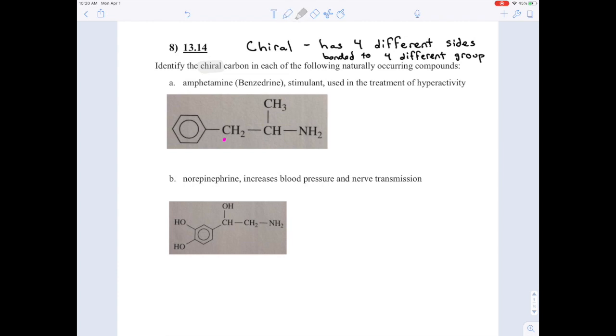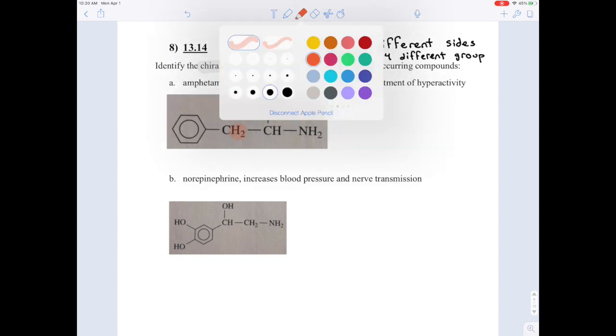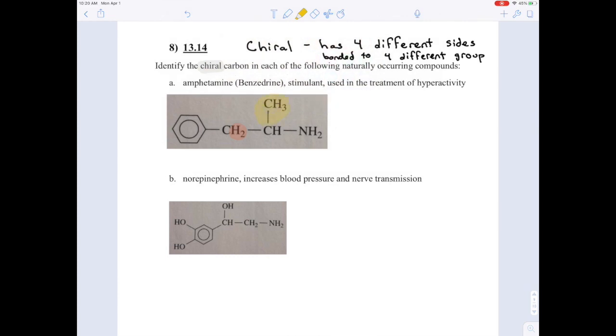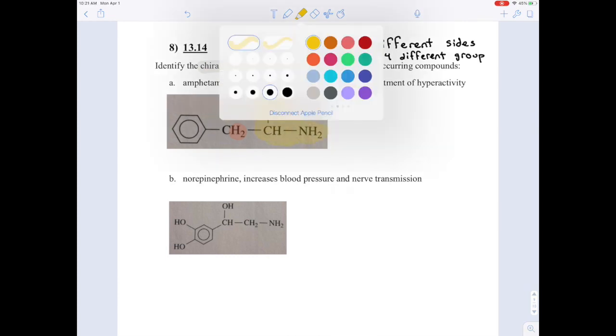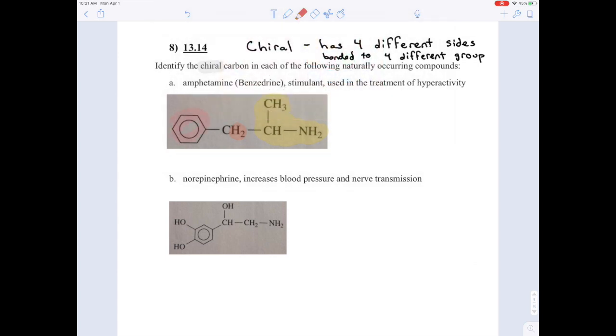Well, one thing it's bonded to are the hydrogens. So that's one thing. The second thing it's bonded to is this weird group. And the third thing it's bonded to is this ring on the side. But that's only 3 different things. You only see 3 different colors there. In order to be chiral, you have to be bonded to 4 different things. And so this is not chiral. That particular carbon is not chiral.